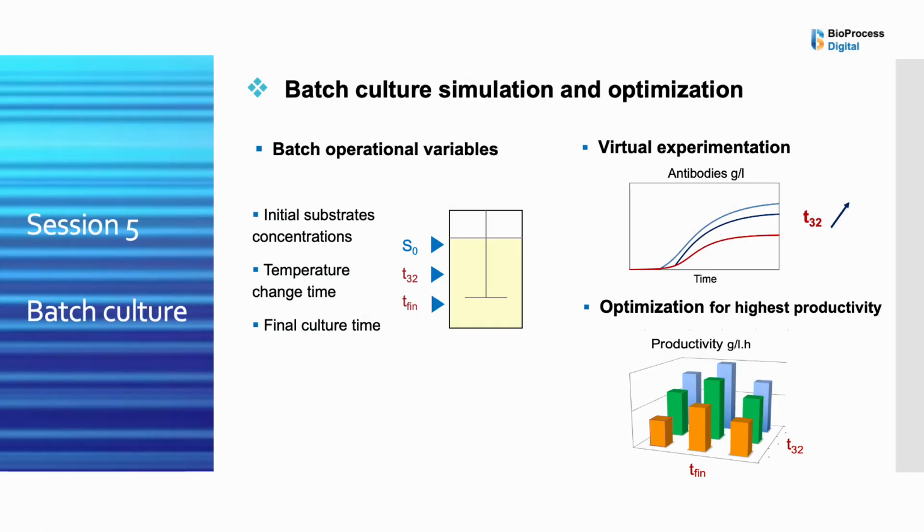The main operational variables in batch culture for antibody production include the initial concentrations of glucose and glutamine, the timing of the temperature shift to 32 degrees, and the total culture duration. Using the simulation model, you will perform virtual experiments to evaluate how these variables influence cell culture kinetics and the maximum attainable concentrations of cells and antibodies. Finally, you will identify the optimal set of operating conditions that maximize batch bioreactor productivity.